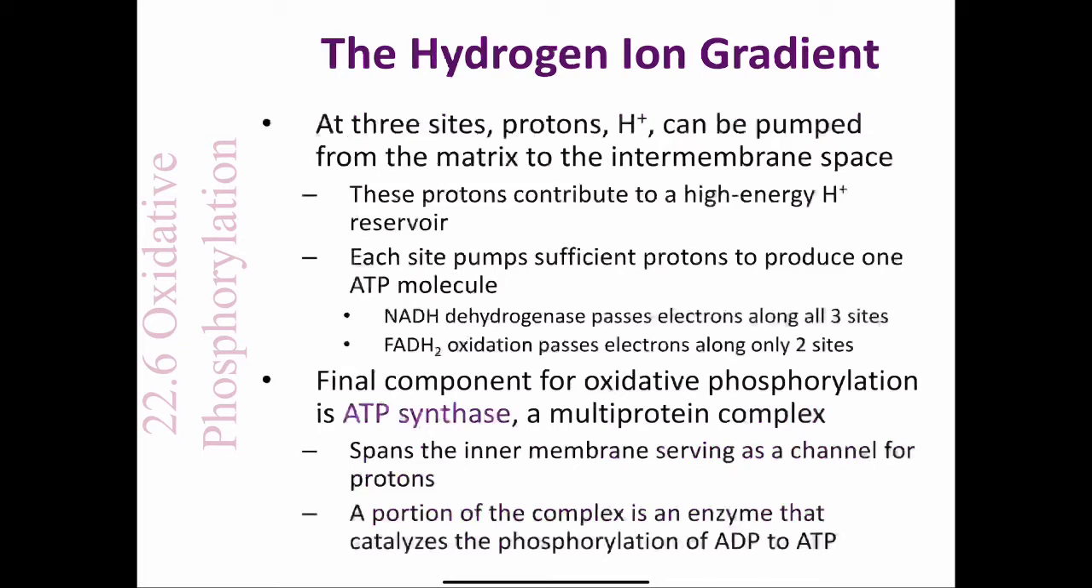FADH2 is a less powerful electron donor. It transfers its electrons to an electron carrier that follows NADH dehydrogenase. As a result, when FADH2 is oxidized, only the second and third sites pump protons and only 2 ATP molecules are made. The last component needed for oxidative phosphorylation is a multiprotein complex called ATP synthase, also called the F0-F1 complex. The F0 portion of the molecule is a channel through which the protons pass. It spans the inner mitochondrial membrane. The F1 part of the molecule is an enzyme that catalyzes the phosphorylation of ADP to produce ATP.